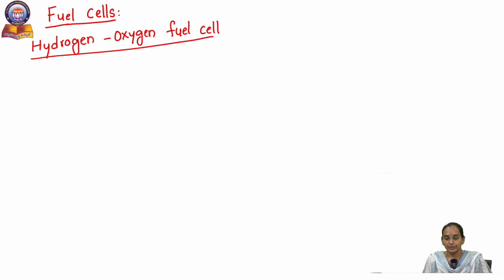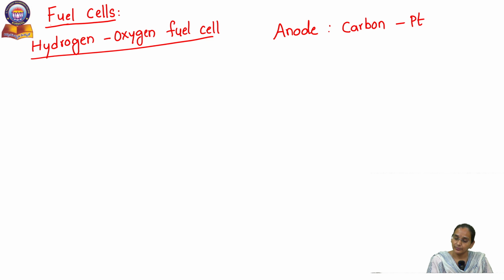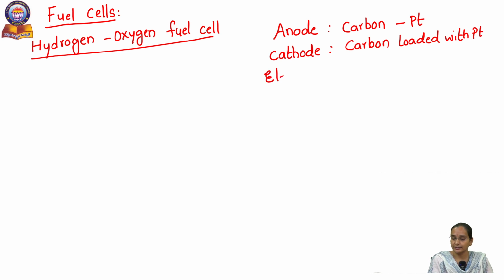As we discussed in our previous introduction part, a cell consists of anode, cathode, electrolyte. So in hydrogen oxygen fuel cell, carbon coated with platinum will act as anode, and cathode also carbon loaded with platinum. And here electrolyte is 25% KOH.